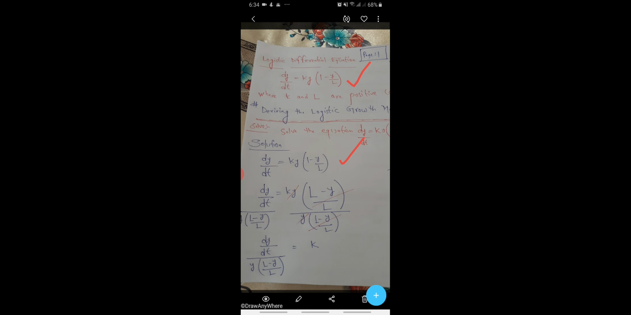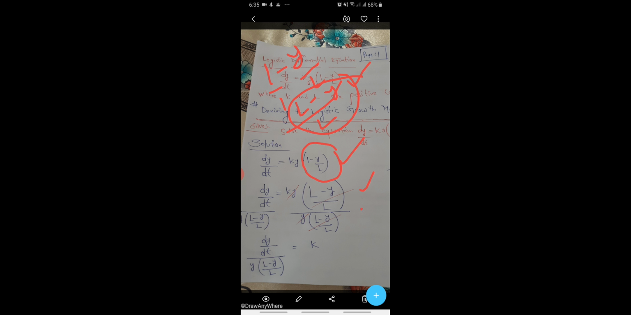Okay. So first of all, what we have to do: as you can see, 1 - y/L. I just take the LCM and it can be written as (L - y)/L. That's why I have written here in the second step only this one, (L - y)/L.